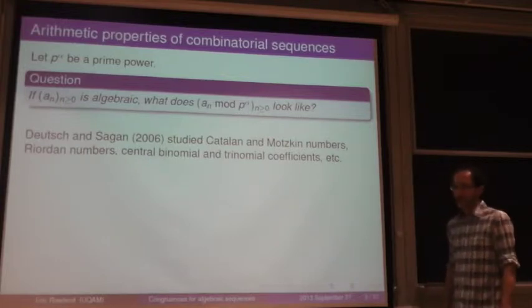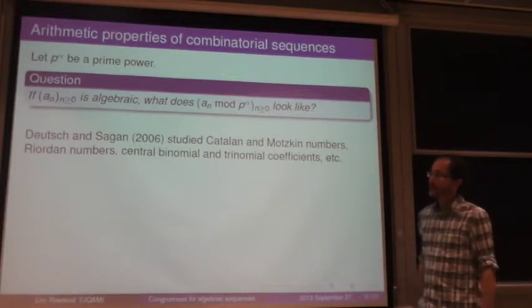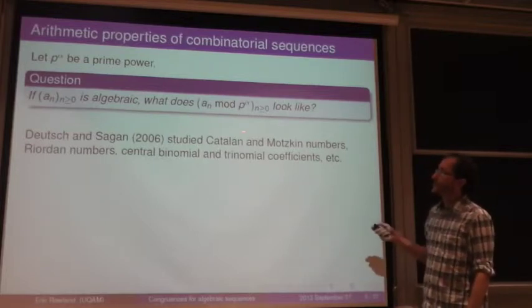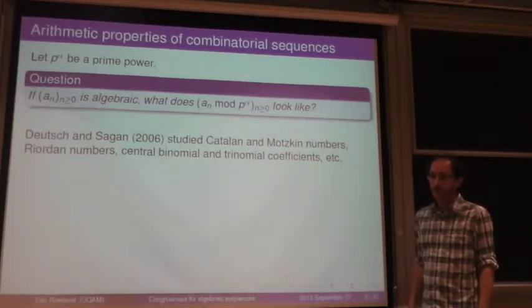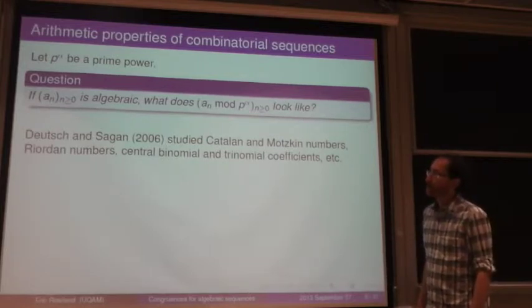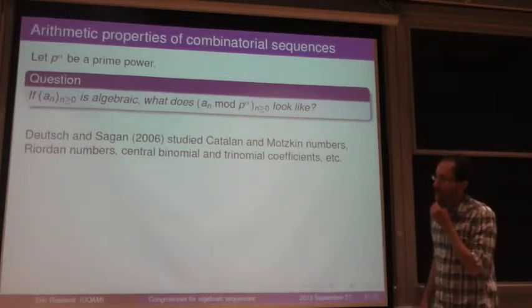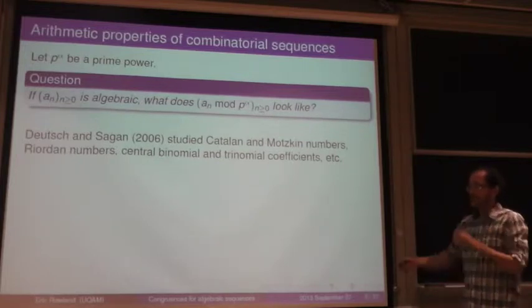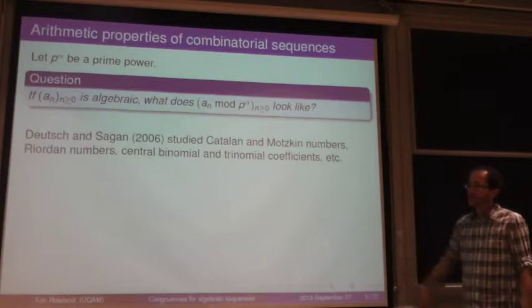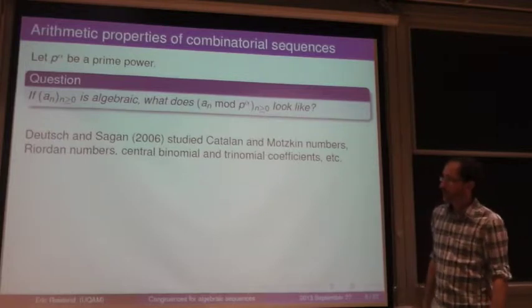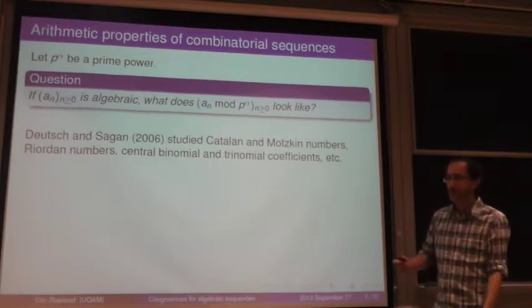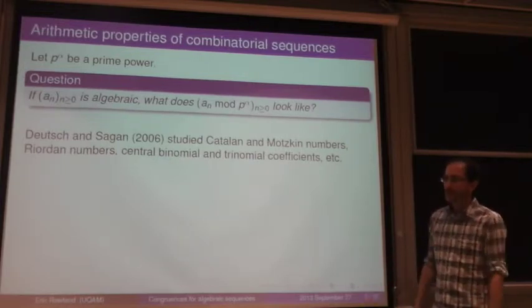Okay, so here's the main question I want to ask. Pick some prime power, p to the alpha, and we want to know if we take an algebraic sequence of integers, what does it look like when we reduce every term modulo p to the alpha? So Deutsch and Sagan sort of launched a minor industry in 2006 with a paper in which they looked at Catalan numbers and Motzkin numbers and all sorts of other things, Riordan numbers, et cetera. Central binomial coefficients, central trinomial coefficients turn out to be algebraic sequences. I don't know, probably 10 other sequences they looked at in this paper. Modulo very specific prime powers, so modulo 2 and 4 and 8, and a few small other primes, 3 and 5, I think.